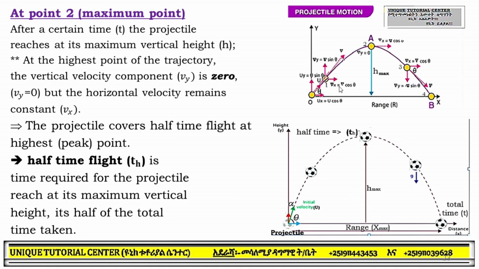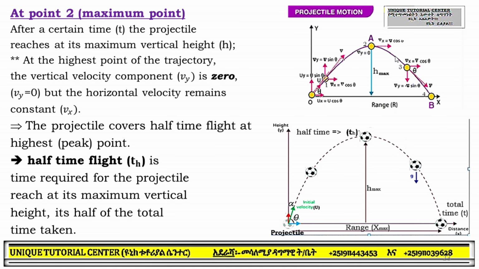As we have discussed earlier, the horizontal component throughout the motion has no change. It is the same as the initial velocity. The vertical velocity, however, while the projectile is moving upward against gravity, decreases by 10 meters per second for every second, and when it reaches the peak point, the maximum point, the vertical velocity component becomes 0. Still the horizontal velocity remains constant.